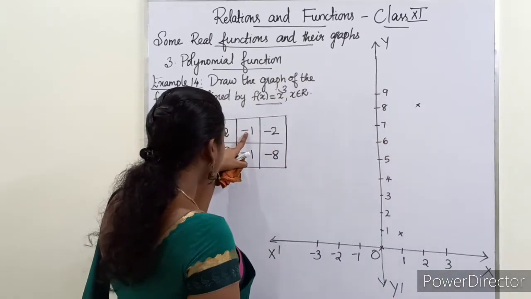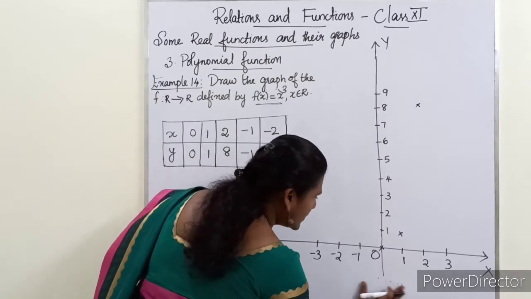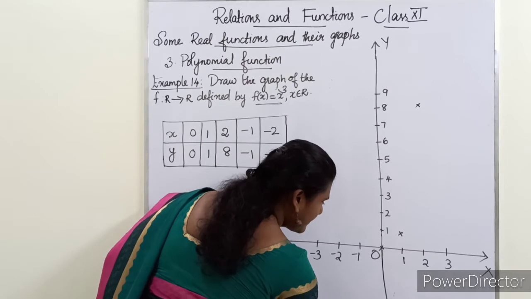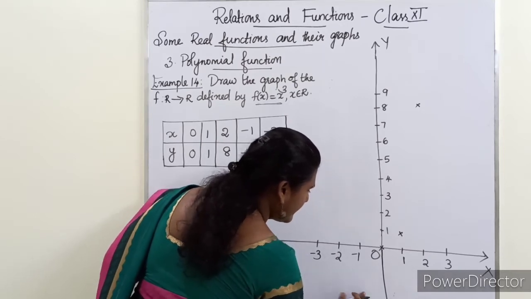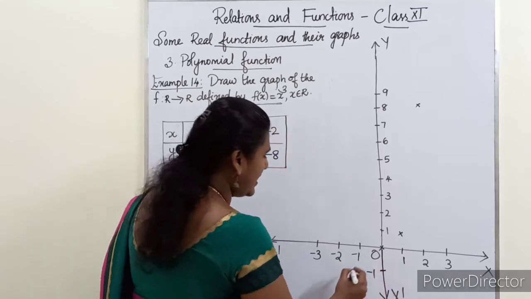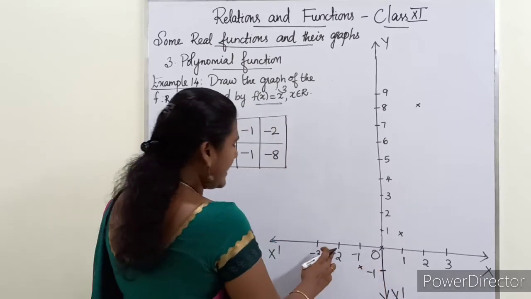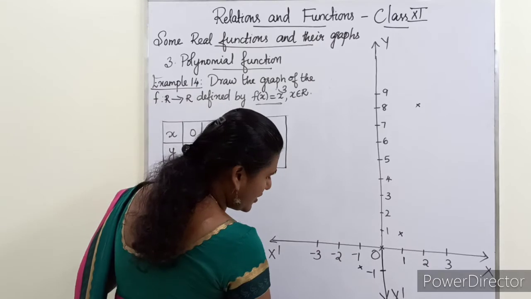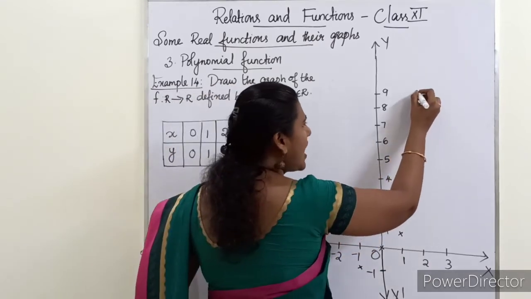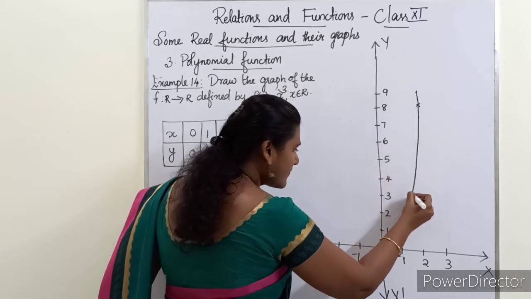And x is minus 1, y is also minus 1. So here in y dash, we will mark y dash, and here we will have minus 1. So this is the point, and x is equal to minus 2, y equal to minus 8. That we cannot express now, it will go down. So the graph will be like this.